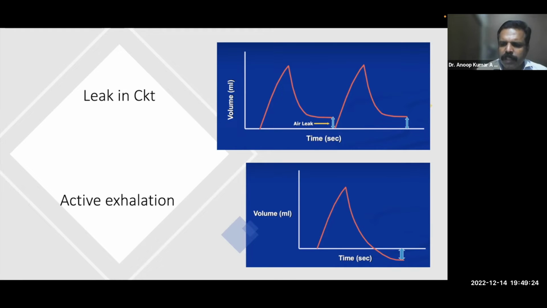So after removing your EtCO2 line, there is a cork. You have to put it back properly. If you are not putting it properly, your measured tidal volume will be less. And again, you can see the leak here in the graph also.